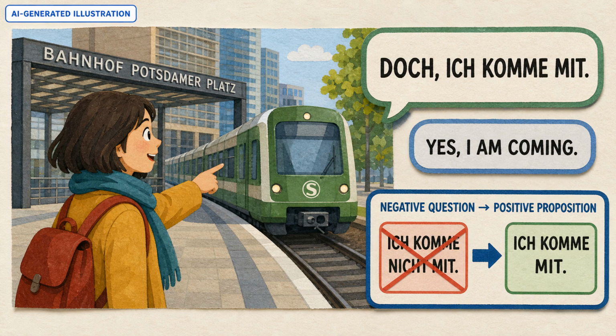Make it unambiguous. Doch, ich komme mit. Yes, I am coming along. The negative lane is crossed out and the positive proposition is restored. That is the sense of reverse in this lesson. Reverse the question's negative assumption, not every meaning of the word DOCH.